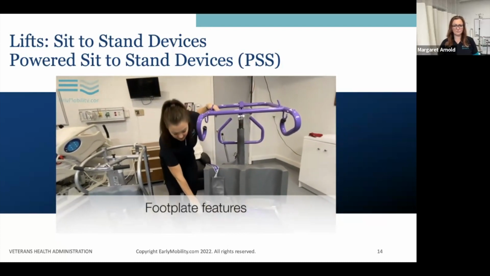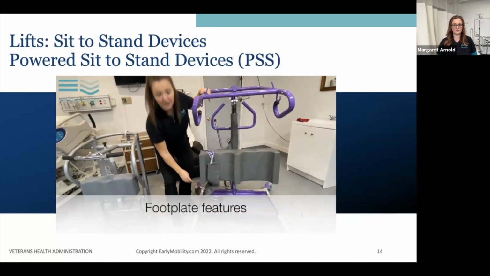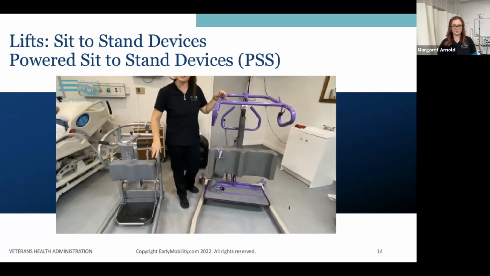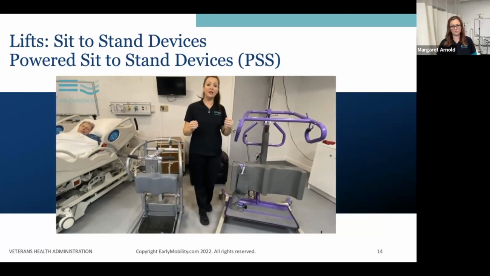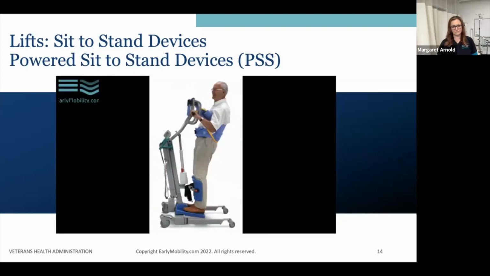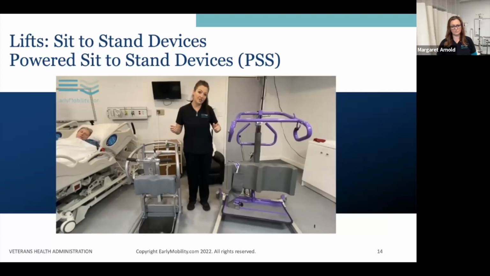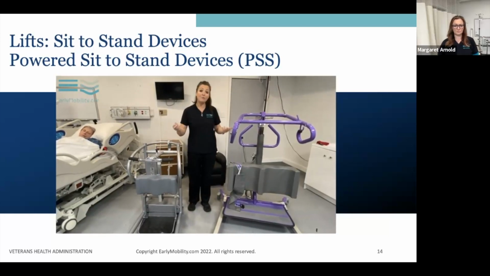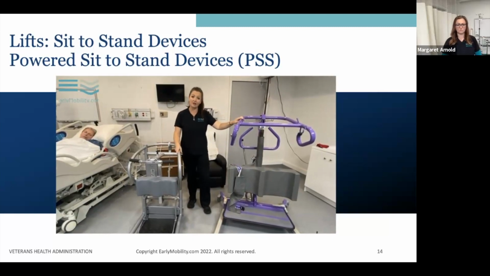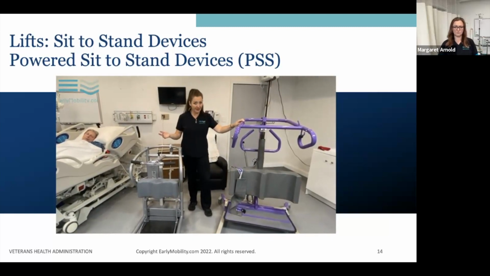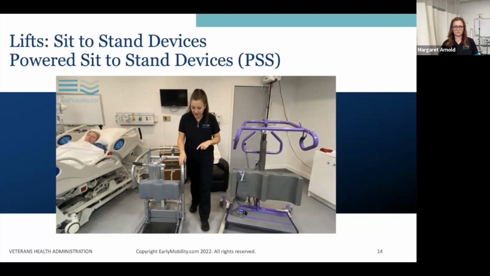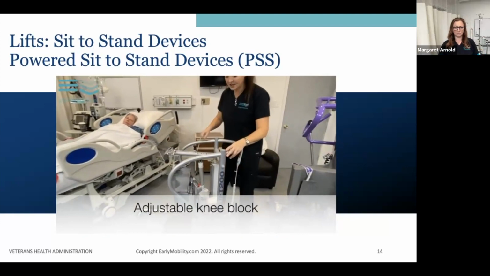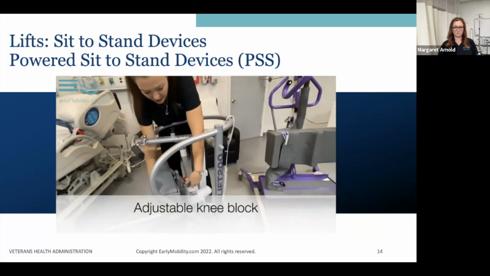You'll also notice that the foot plate on the bariatric lift is a lot wider than the foot plate on the mini lift. So when you're looking at your sit-to-stand devices, you want to look at the features and make sure that you have the features that you need, and you may need more than one style to accommodate all your different patients. The other feature that you'll see on your floor-based sit-to-stands is the knee support may go up and down.